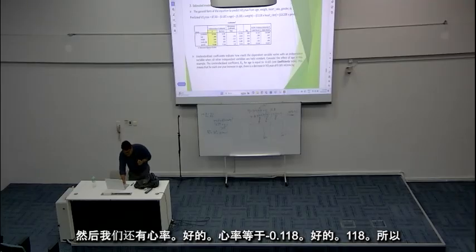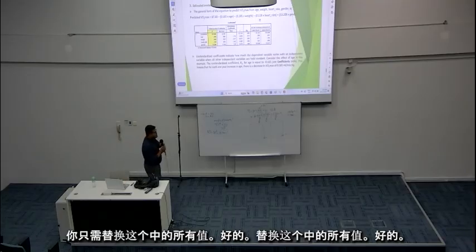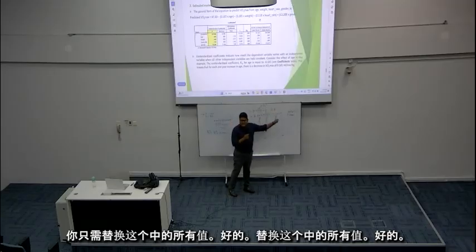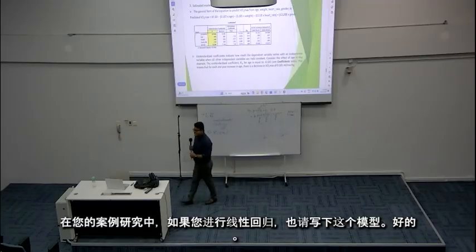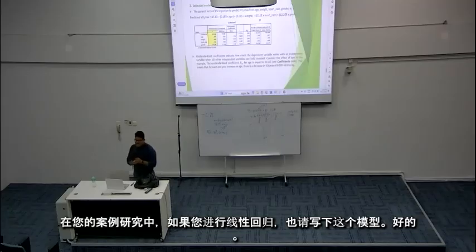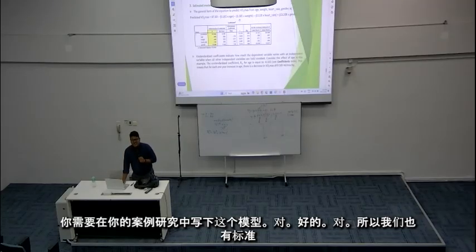And then we also have the heart rate. Heart rate is equal to negative 0.118. So you just replace all these values in the model. In your case study, if you conduct a linear regression also, please write this model. You need to write this model in your case study.